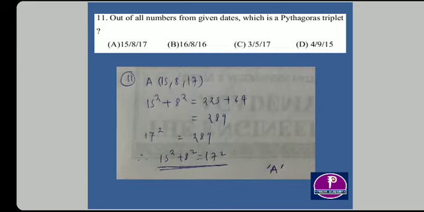Next, out of all numbers from given options, which is a Pythagoras triplet? So as discussed earlier, to select any option, go with highest number square and check whether highest number square is coming sum of square of remaining two numbers. If yes, that is Pythagorean triplet. Here option A is coming Pythagoras triplet.